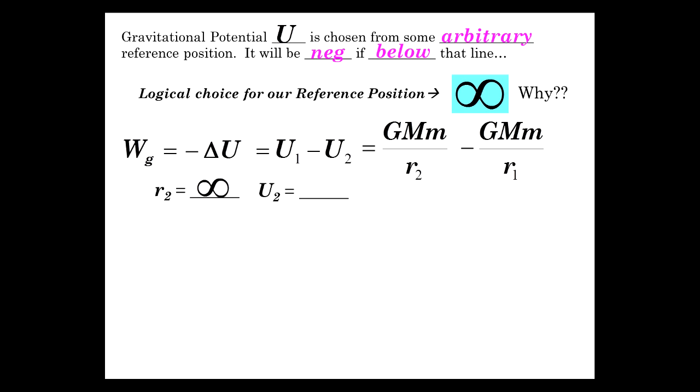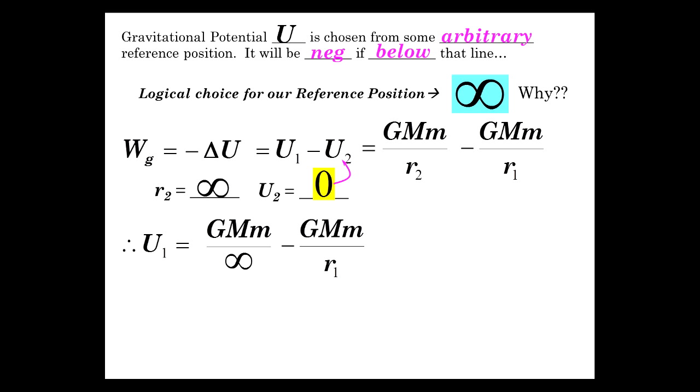Yes, it's infinity. So if r2 is infinity, then what's U2? That means that the potential energy at that location is 0. So U2 is 0. And so now we have this expression over here is U1. So let's write that. U1 equals GMm over r2, and r2 is infinity, minus GMm over r1. And of course, the first term is 0. So what do we have?